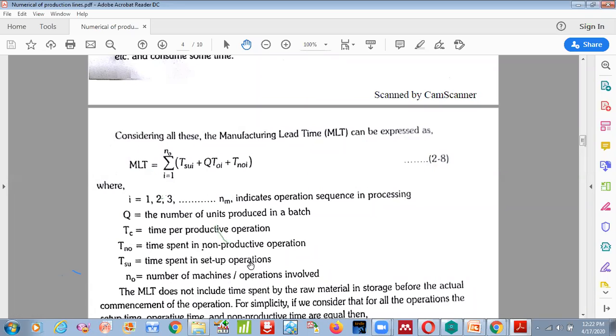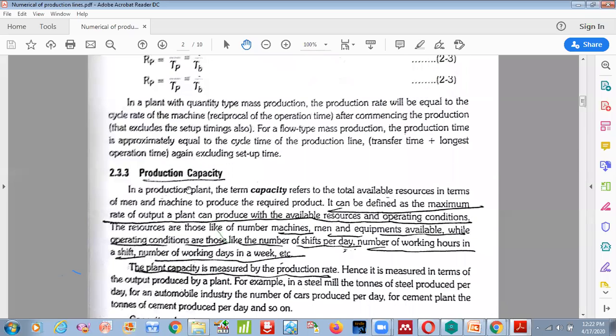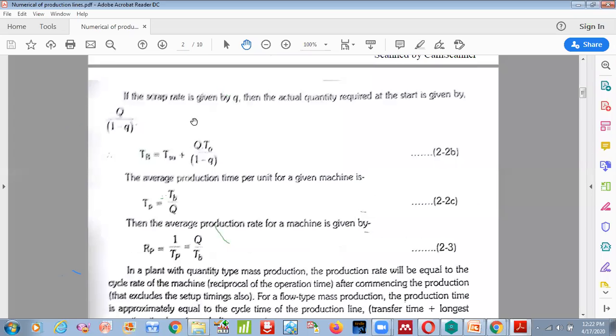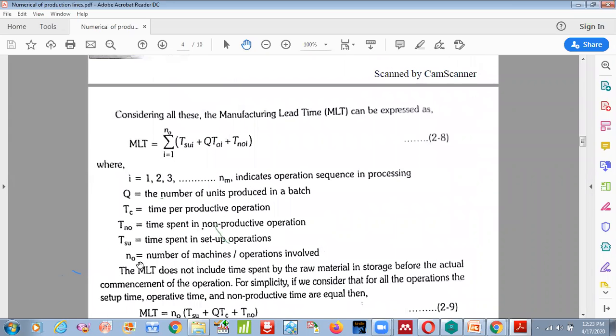TSU is nothing but the setup operations, which we have already discussed. This is nothing but the setup time in batch production. And N0 is nothing but the number of machines or operations involved. It can be a number of machines, or it can be a number of operations also.